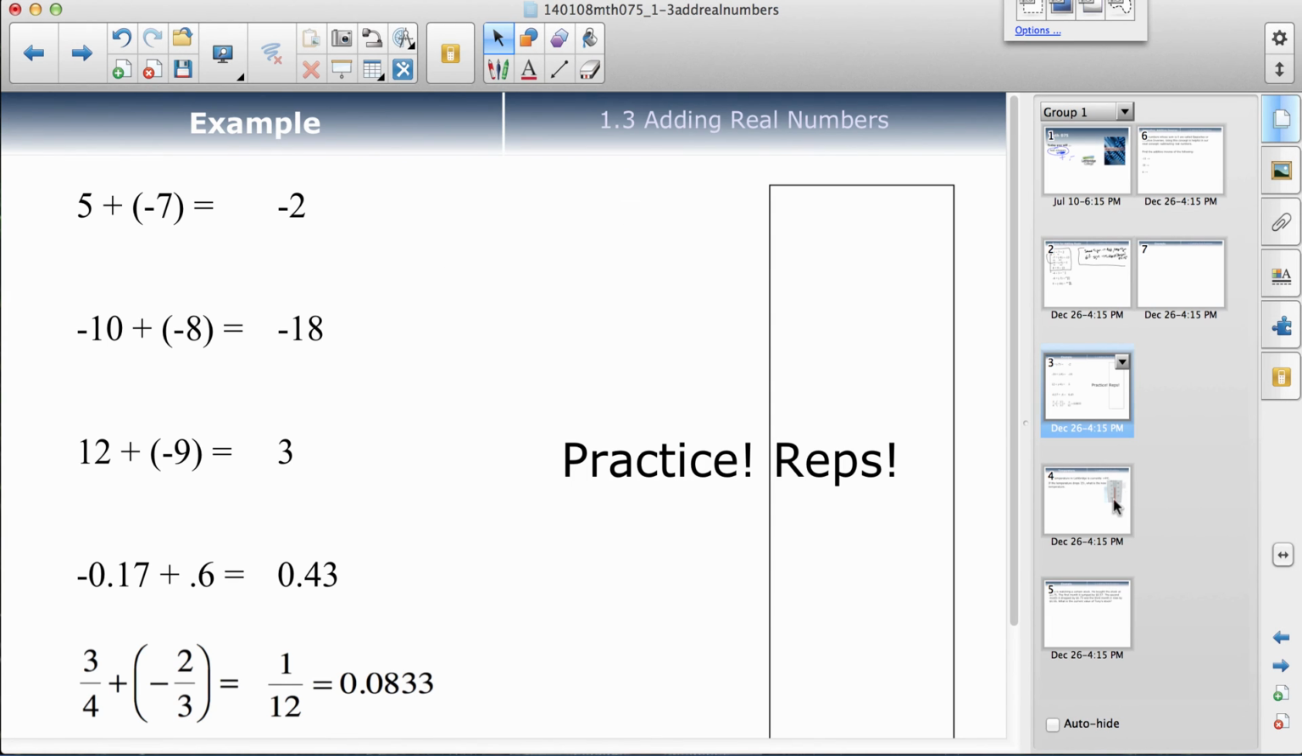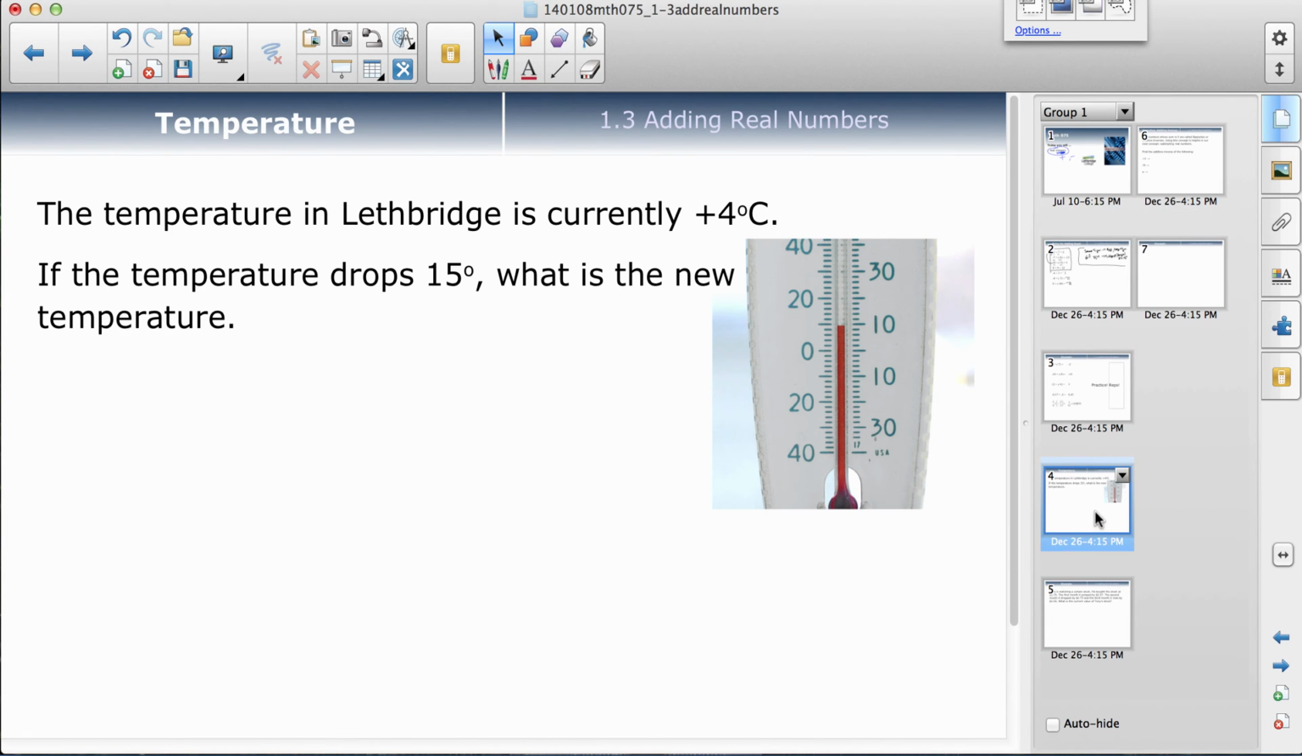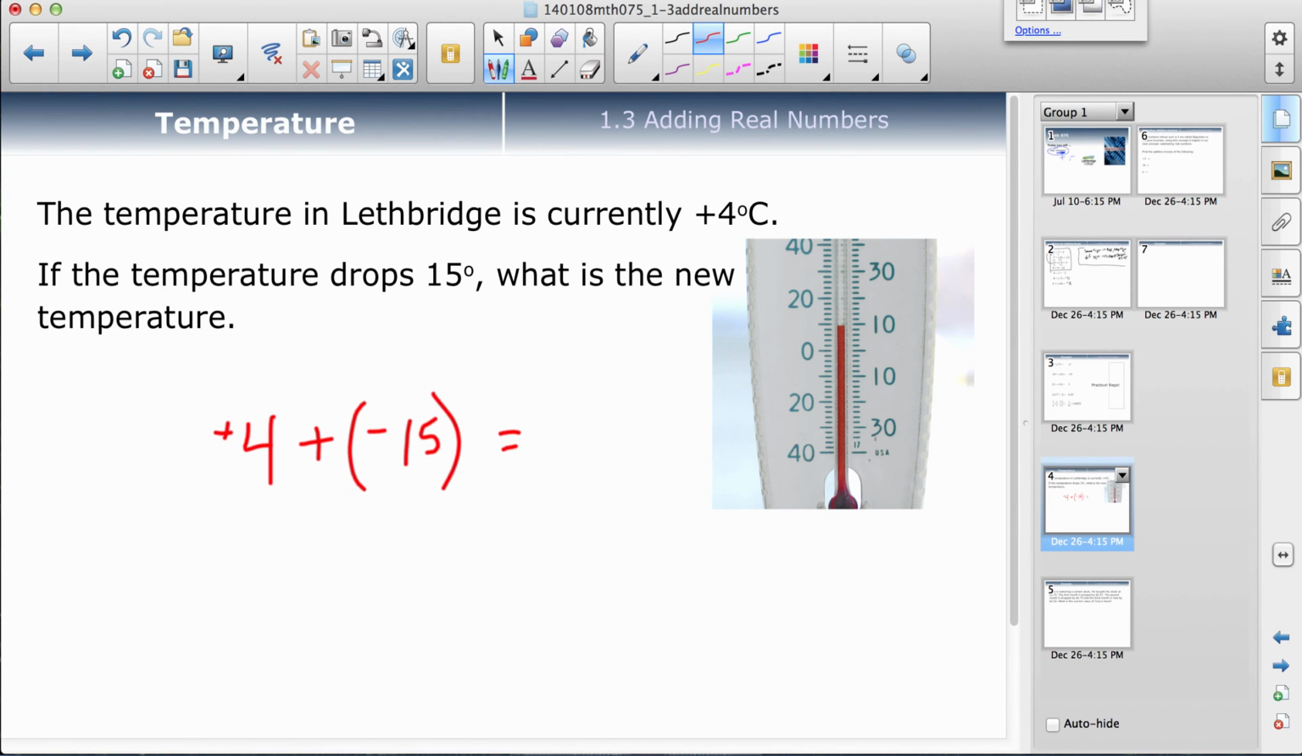Okay, now integers are all around us. Temperature is just one example. Say you're in Lethbridge and currently you're at +4. And then the temperature drops by 15. If it drops by 15, I'm probably calling that a -15. So they say, what is the new temperature?